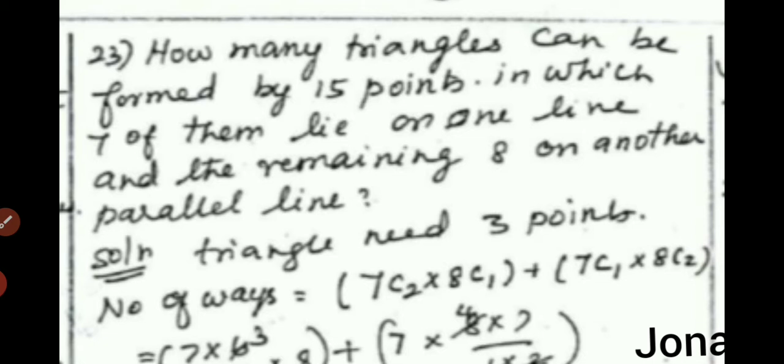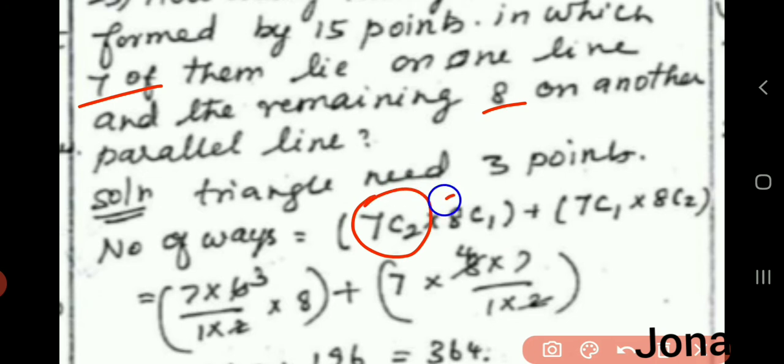So number of ways equal to, out of these 7 I want to take 2 points, and the remaining 1 point from the 8 here. So 7C2 into 8C1. And then if I want to take 1 point from this 7, that is 7C1, the remaining 2 points from 8, so 8C2.